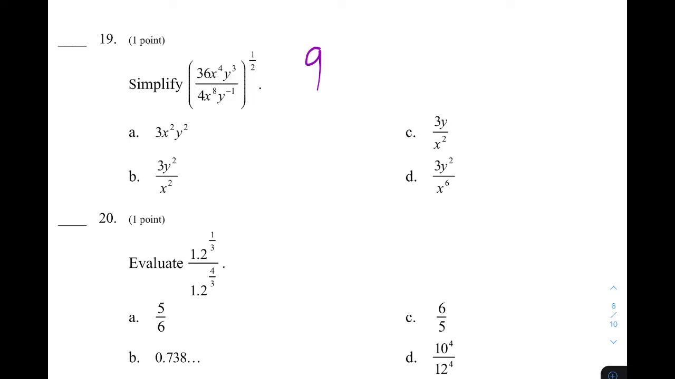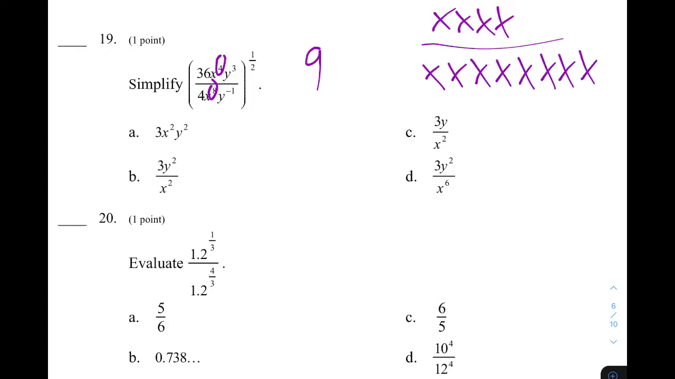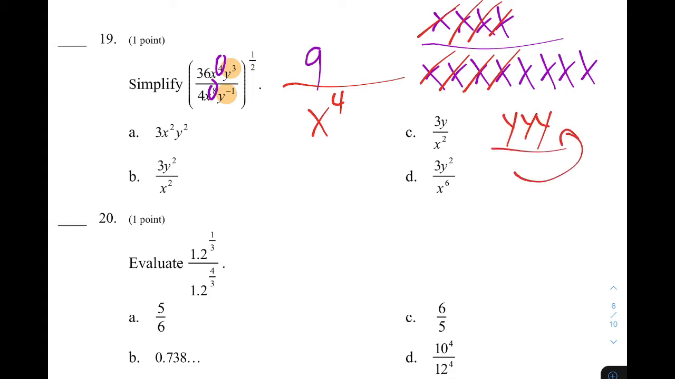X to the 4 and x to the 8. I've got 4 x's on top and 8 x's down there. If I were canceling these out, I'd have 4 left over on the bottom. So I'll write my 4 x's down there. For the y's, I've got 3 on the top and negative 1 on the bottom, which means it should be up there. So I've got 4 y's, y to the power of 4.